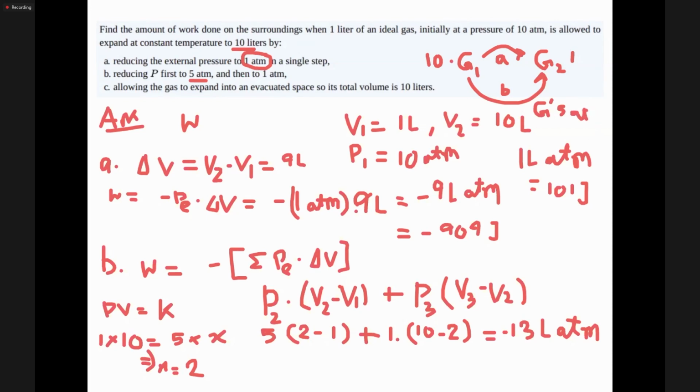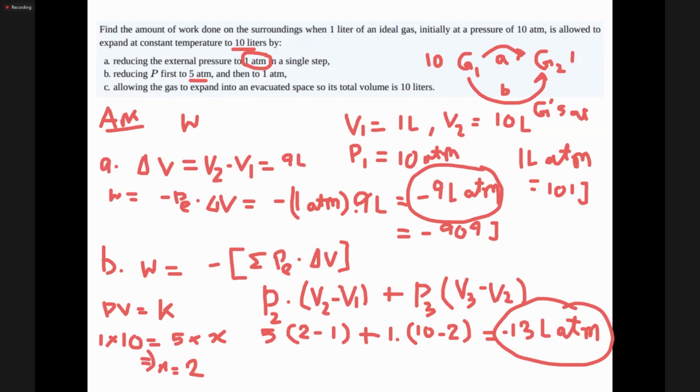So if you see over here, it is dependent upon the path. The work done in case of path A is minus 9 liter atmosphere. But work done in case of path B is minus 13 liter atmosphere. So that actually shows that work done is not a state function. Work done is not a state function. It depends on the path, because state functions are those where the change in the parameter does not depend on the path that is taken or the route that is involved.